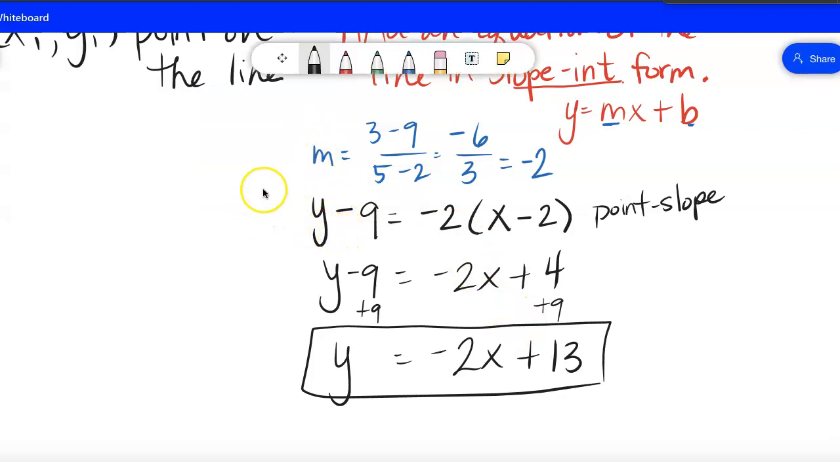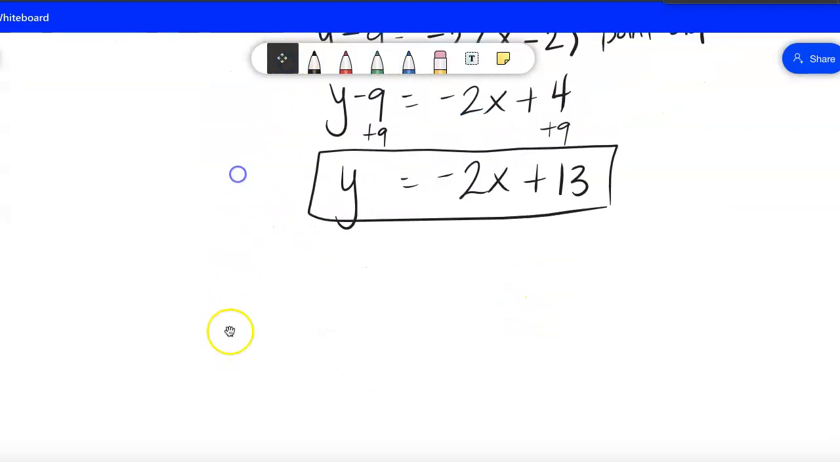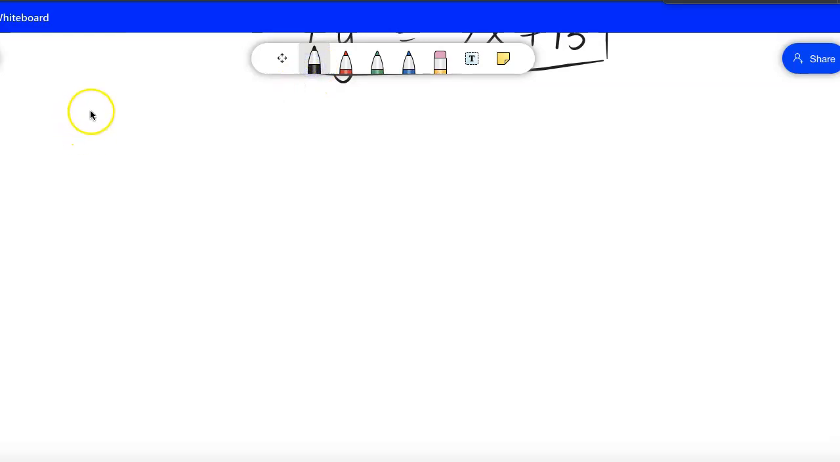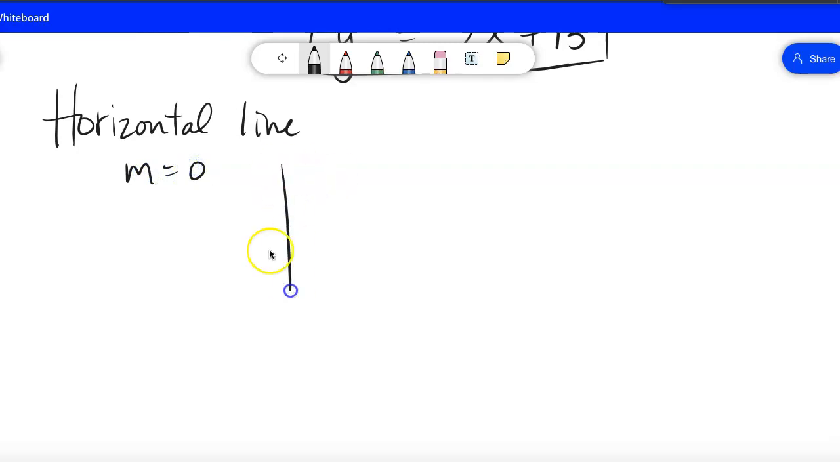Two other things that I want us to talk about are vertical lines and horizontal lines. We already mentioned them a little bit. So let's go back just a second. A horizontal line, I told you it always has a slope of 0. And so if I look at a graph, any horizontal line, okay, there's one. It's got a slope of 0.